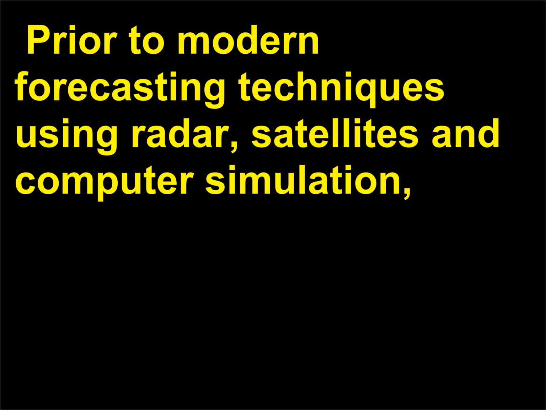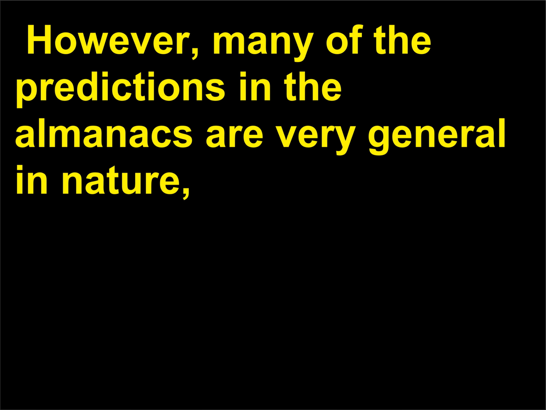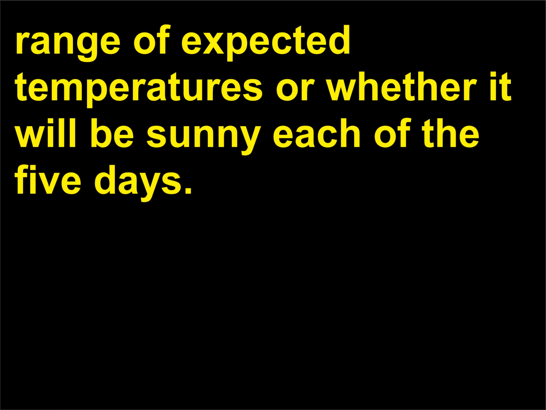Prior to modern forecasting techniques using radar, satellites, and computer simulation, many people relied on the almanacs for long-range weather forecasts. However, many of the predictions in the almanacs are very general in nature, such as a 5-day period in November may be predicted to be sunny/cool without a range of expected temperatures or whether it will be sunny each of the 5 days.